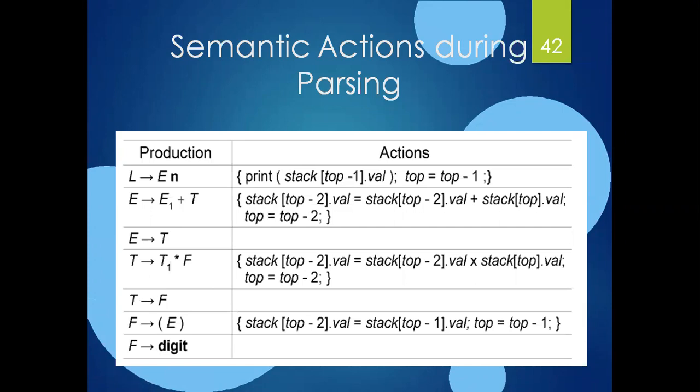Whatever the production that I am taking, here production number 1 is L tends to E. N is a constant, no need to bother about the N. If you are having terminals, no need to write the stack implementation for those terminals. You don't need to perform any type of semantic action for the terminals. Only for the non-terminals you need to perform. N is a constant. But L tends to E.